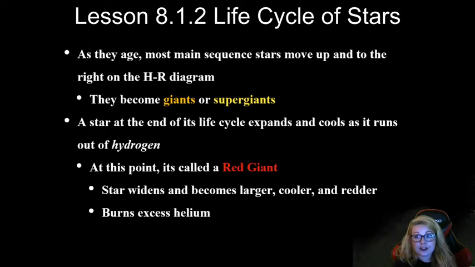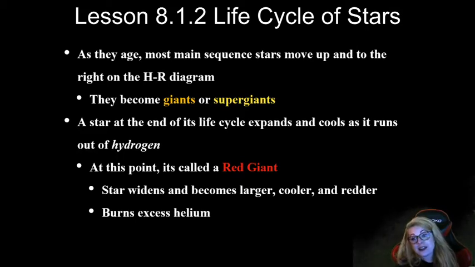As a star ages, most main sequence stars are going to move up and to the right of the HR diagram, excuse me. So they'll start and move up and to the right. It's probably reversed because of the camera, but you get the point. And as they do that, they become either giants or supergiants. So these are two types of stars, either a giant or a supergiant.